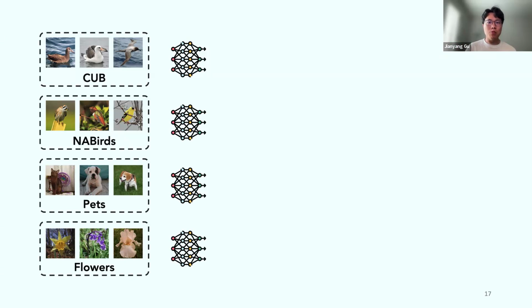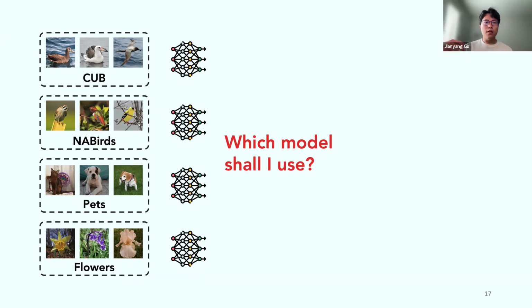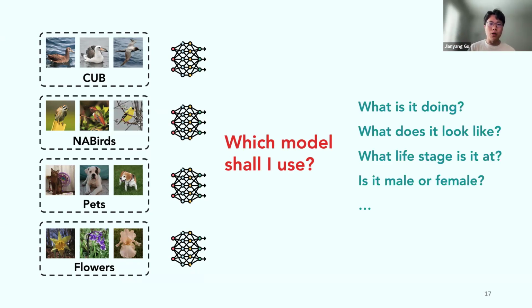Then the question comes when we want to really use the model, when there is an image and we want to know which species it is. Which model should I use? We don't exactly know which model may cover these species. And beyond species classification, we also want to know what is it doing, what does it look like? There are a bunch of these various questions that cannot be answered by any of these models. So then we will have really infinite models, and that is really a headache for scientists.